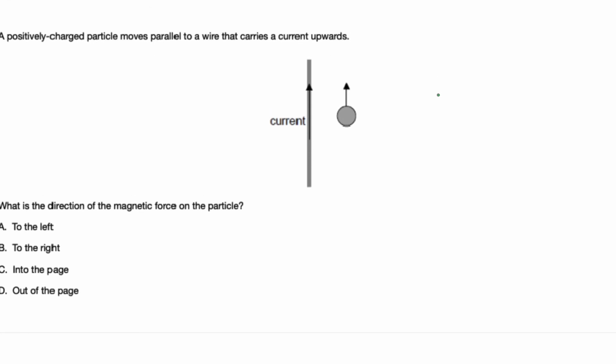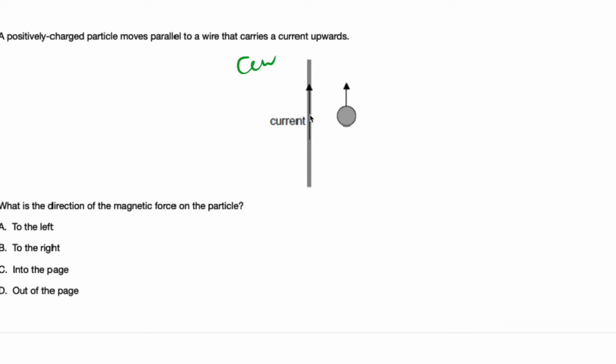A positively charged particle moves parallel to a wire that carries a current upward. The direction of the magnetic field on the particle is Y. So if you put your thumb in the direction of the current and rotate your fingers, you will find the magnetic field pointing out of the page here and into the page here. So it's going to be something like this. So it's rotating counterclockwise.